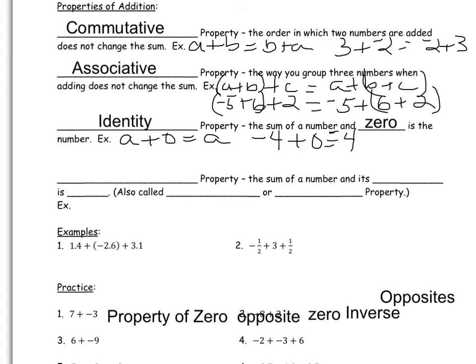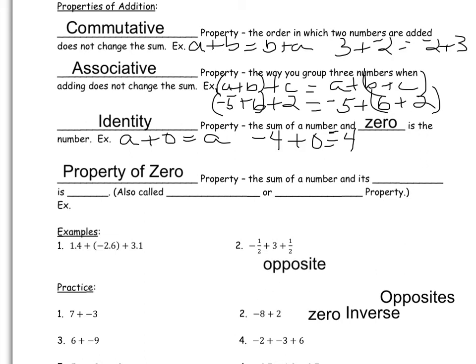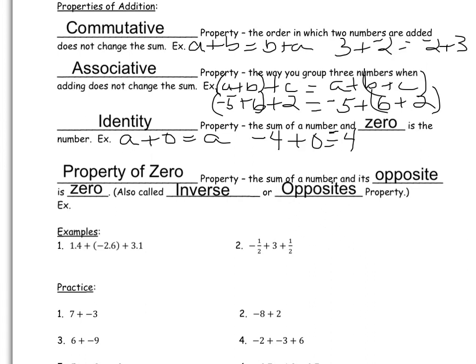Another property we need to talk about is the property of 0. The property of 0 says that the sum of a number and its opposite is always going to be 0. Add a number and its opposite, you're going to get 0. This is sometimes also referred to in other textbooks as the inverse property or the opposites property. In our book, it's called the property of 0.